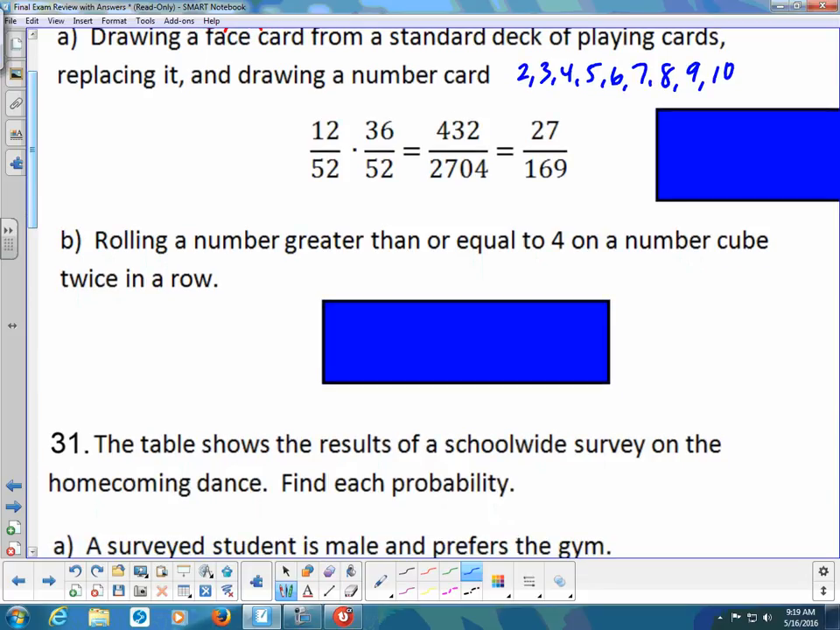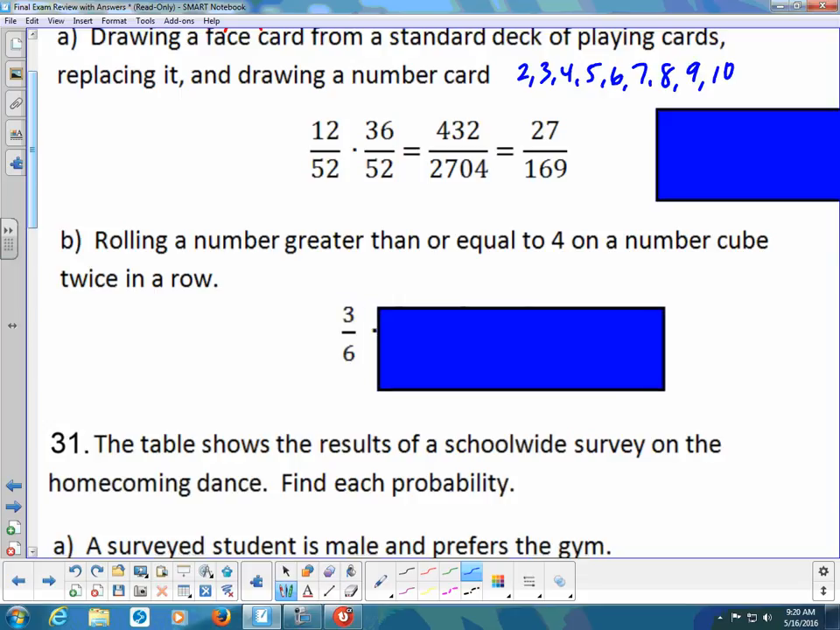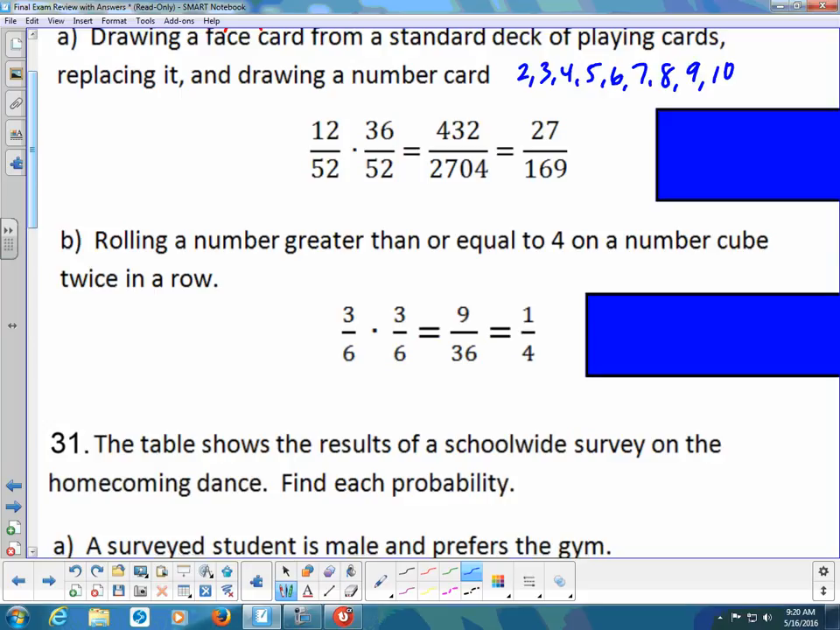Okay, for part B, I want to roll a number greater than or equal to 4 on a number cube twice in a row. How many options does a number cube have? 6. So out of those 6, what's the probability of being a number greater than or equal to 4? 3. So that's 4, 5, 6, right? And I want to make that happen 2 times. So my second fraction should be exactly the same. So 3 out of 6 times 3 out of 6, 9 out of 36, or 1/4.